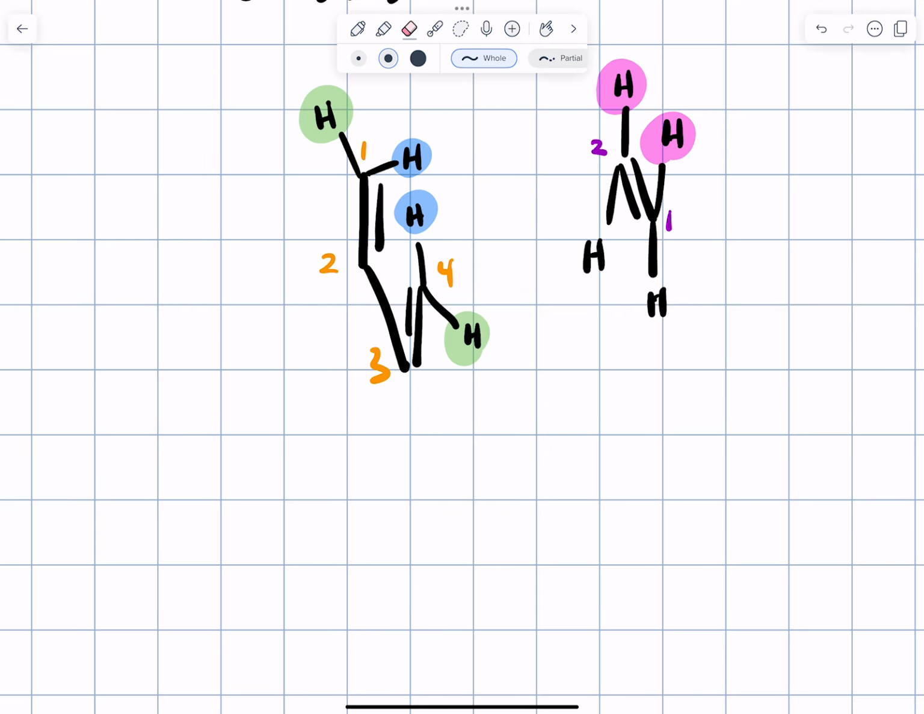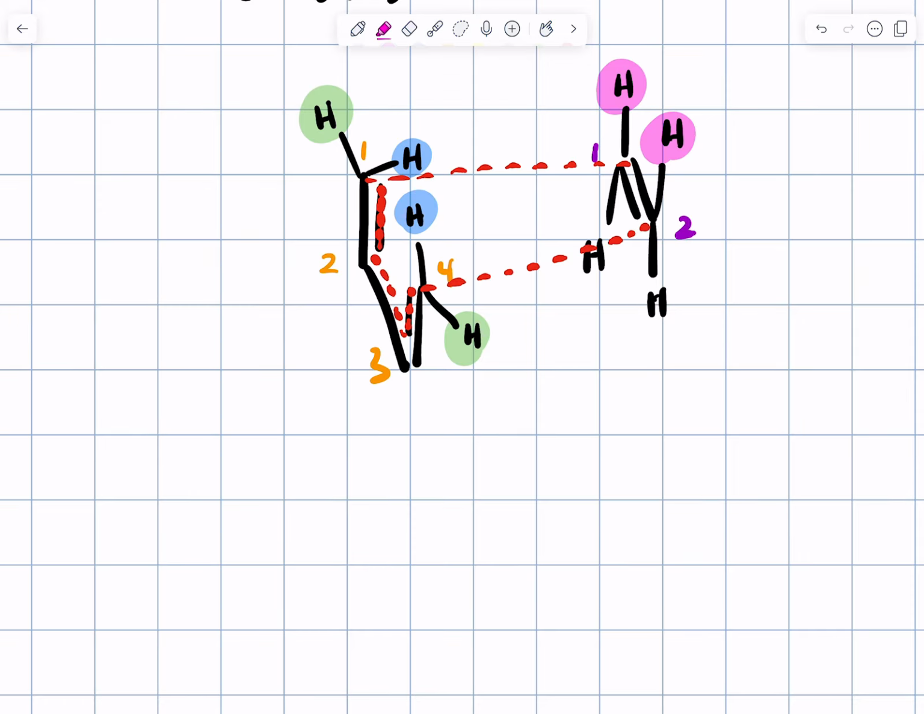Now, in the reaction, as the olefin approaches the diene, let me illustrate the new sigma bonds that we're going to make. We're going to make a new sigma bond between orange 4 and purple 2, a new sigma bond between orange 1 and purple 1. We're going to break this pi bond, and we're going to make a new pi bond between 2 and 3.